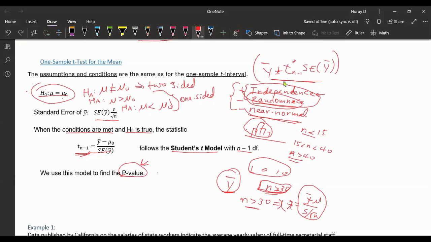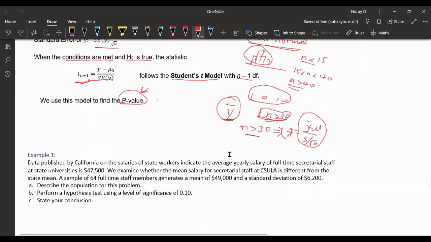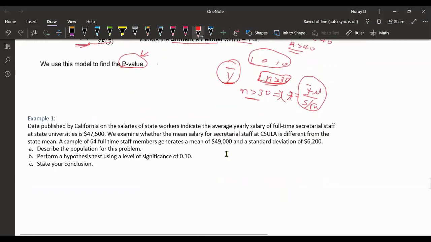We start with our sample and we create an interval centered around the mean of our sample. Just like this one, the confidence interval is centered around our mean. Okay, so here we have an example.